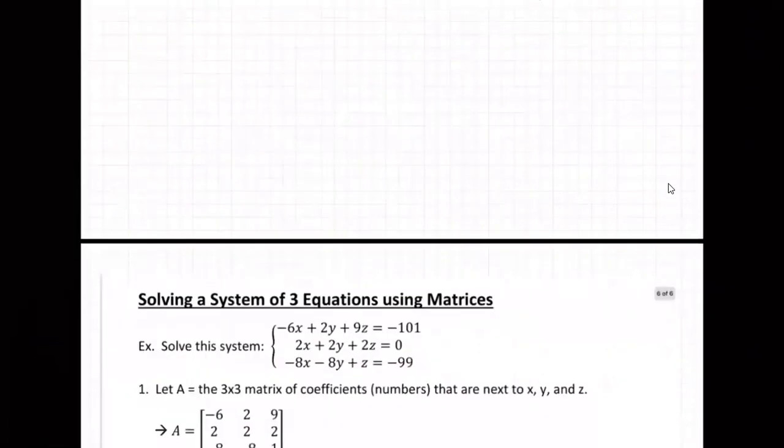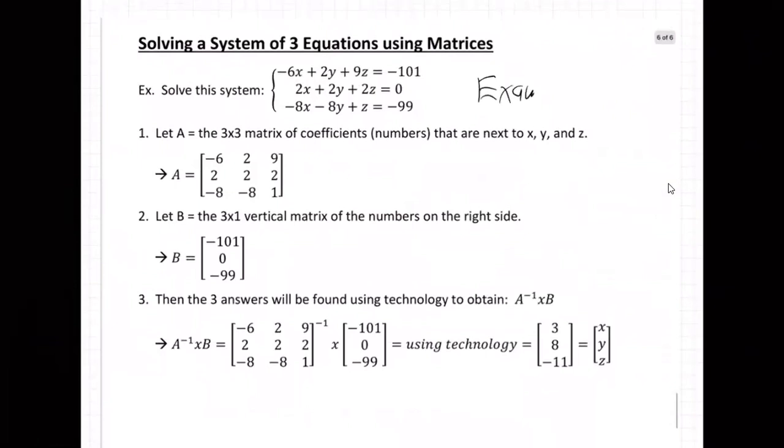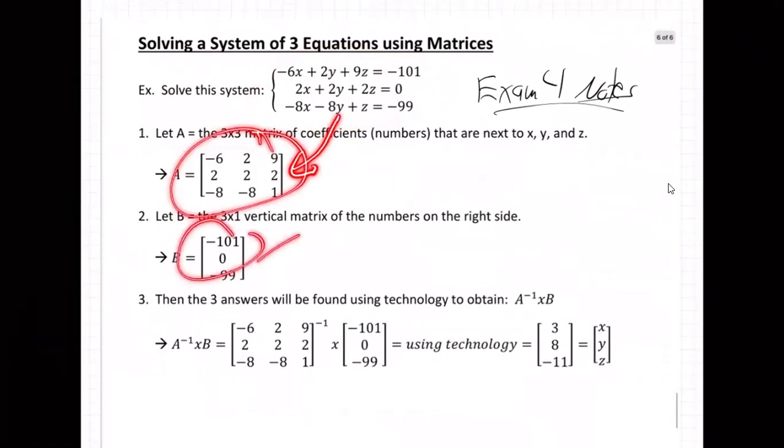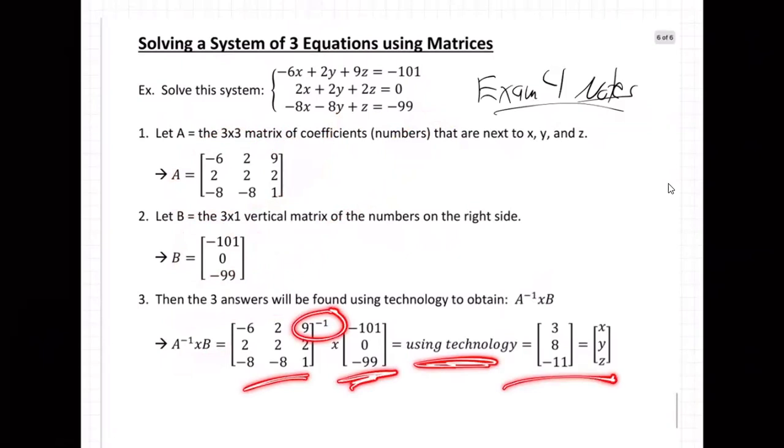Let me show you in the notes here. Here it is from the notes. This is the exam for notes. And see what it's showing you? That when you have 3 equations with 3 letters, X, Y, and Z, you just let A be the numbers in front of the letters on the left side, B be the right side, and then your answer will be A inverse times B. Use technology and you'll get your X, Y, and Z.